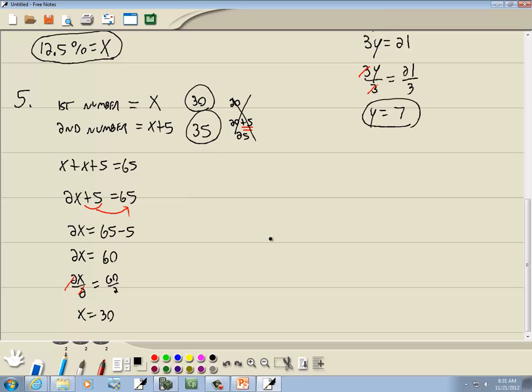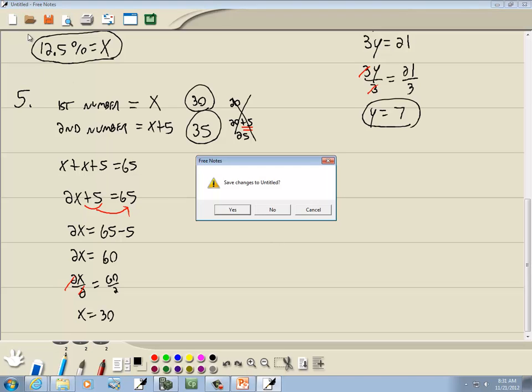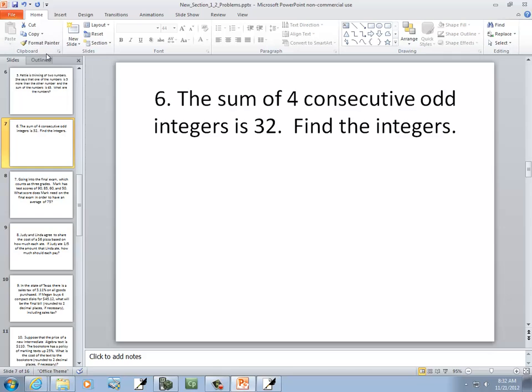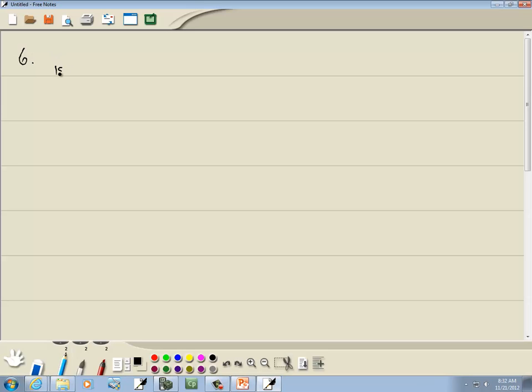Okay, let's look at this one. Yeah, let's start a new page. I'm not sure if I have room here. It says the sum of 4 consecutive odd integers is 32. Find the integers. So we got our first odd. We got our second odd. Third odd. And fourth odd.